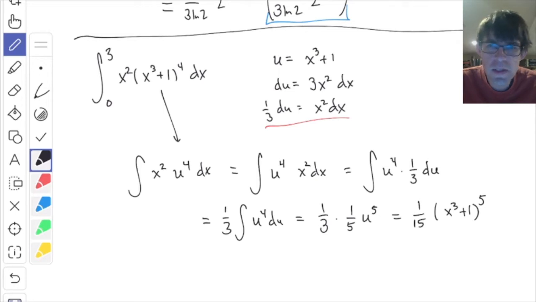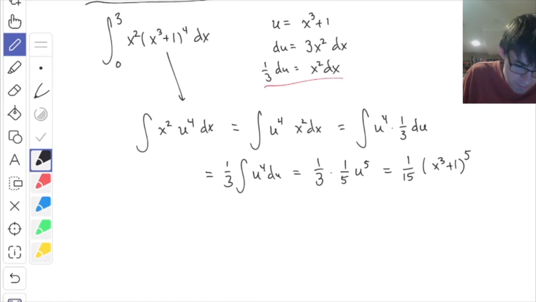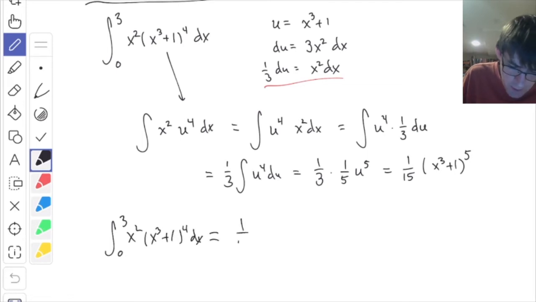This is a fairly standard u substitution, I guess, but these are tricky, and if you haven't done it in a couple weeks, you may have to review yourself. Anyway, I have done the full u substitution, which means my original integral, the integral from 0 to 3 of x squared times (x cubed plus 1) to the 4 dx, is 1/15 (x cubed plus 1) to the 5, plugging in 0 and 3.